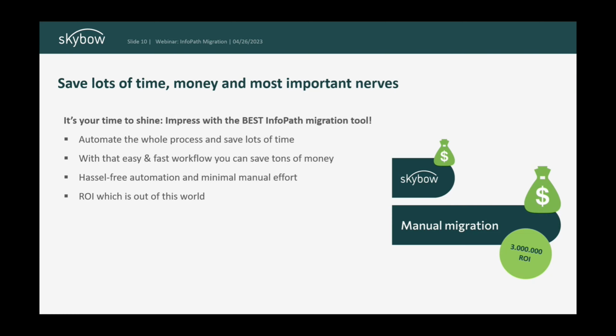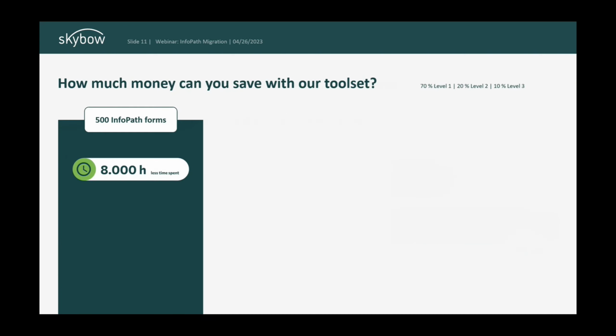We are going to give you 3 examples of how a return on investment would look like so that you really feel, hey, how much money would I save? How much work would it be less? So that you know, okay, this is the way to go. We divided it, and the first example that we've used is 500 InfoPath forms. We have 70% level 1 forms, 20% level 2 forms, and 10% level 3 forms.